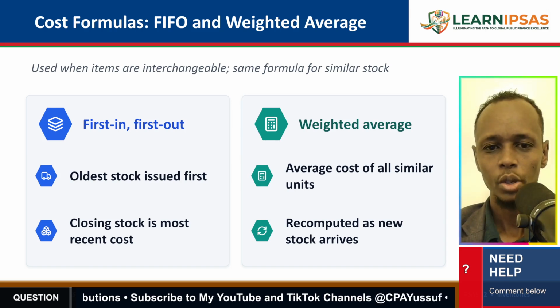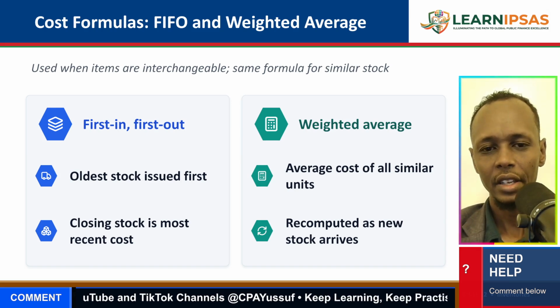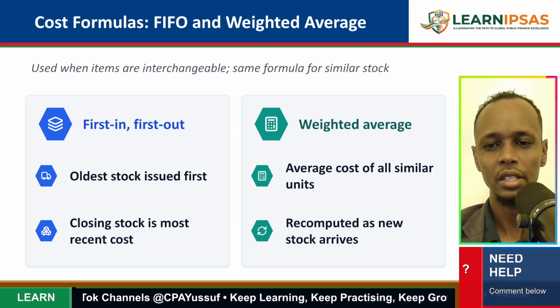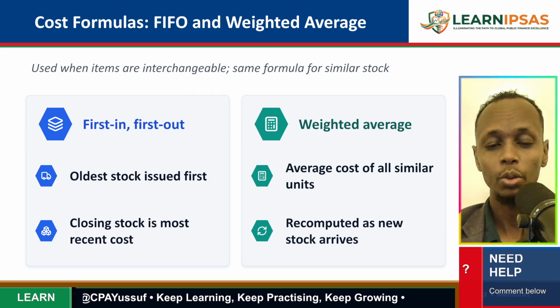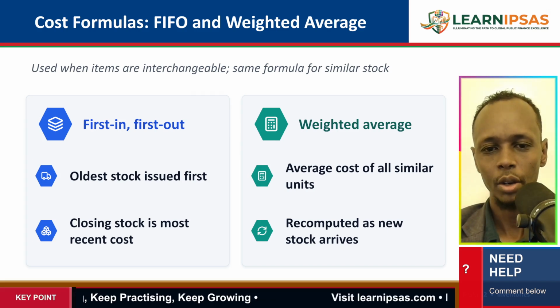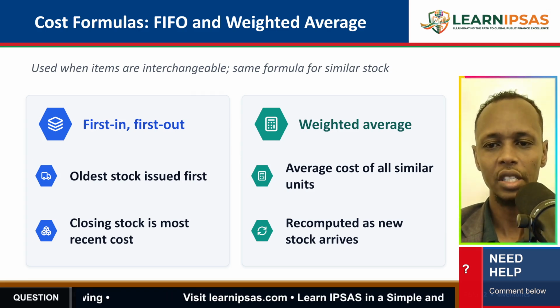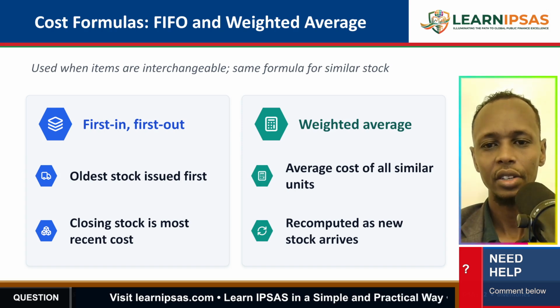It is not permitted. So for FIFO, what happens is the first that entered into your stores is assumed or presumed it will go out of your stores first. So the oldest stock is issued out first. Closing stock is the recent cost. So what we are closing with is the amount that we recently received.